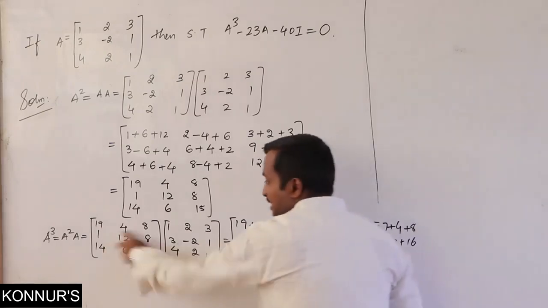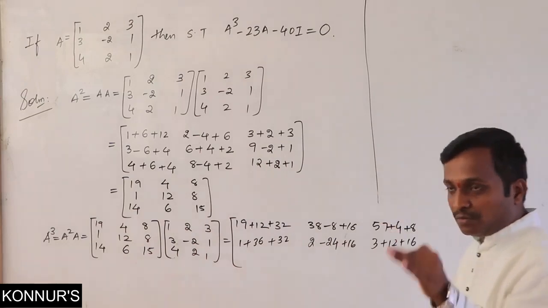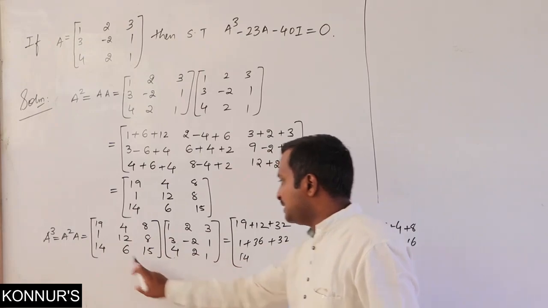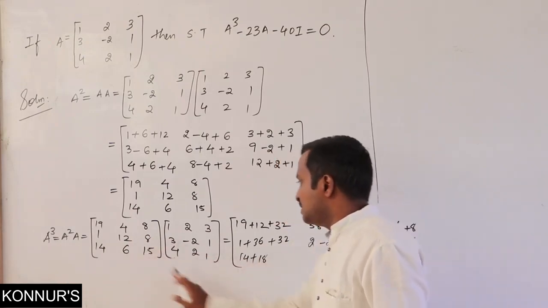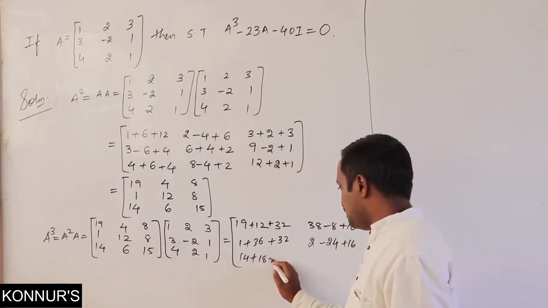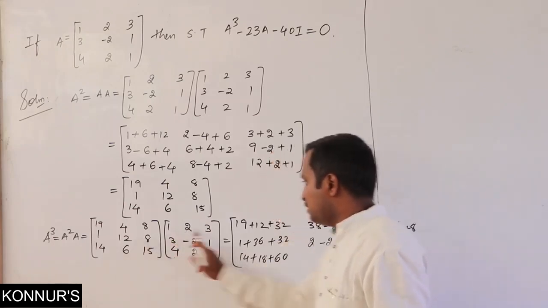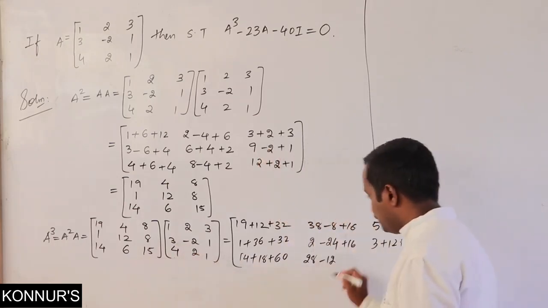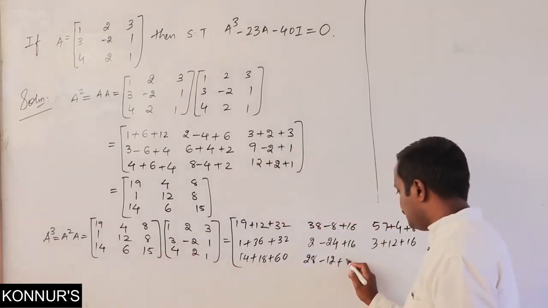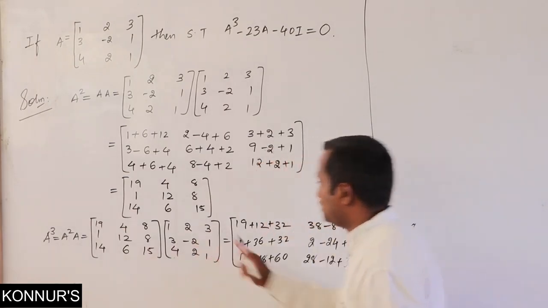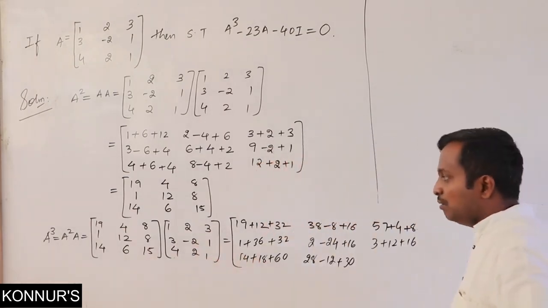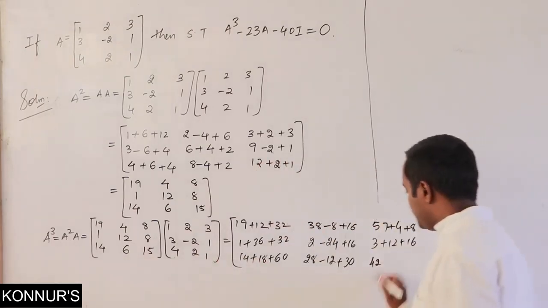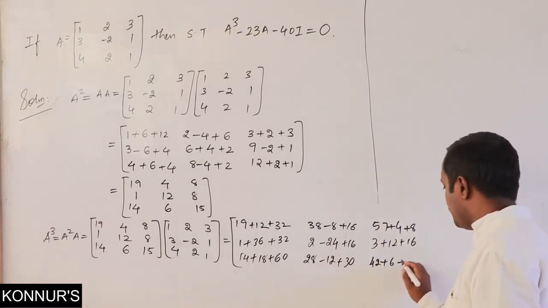Just observe. Second row, third column. Second row, second column like this. Very carefully we have to do. 14 into 1, 14. Next, 6 into 3, 18. 15 into 4, 60. Next, 14 into 2, 28. Next, 6 into minus 2, minus 12. 15 into 2, 30. Next, 14 into 3, 42. Next, 6 into 1, 6. Next, 15 ones are 15.